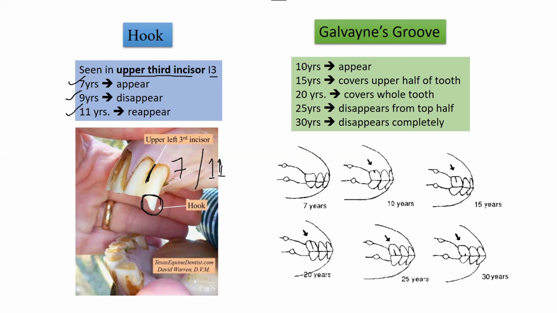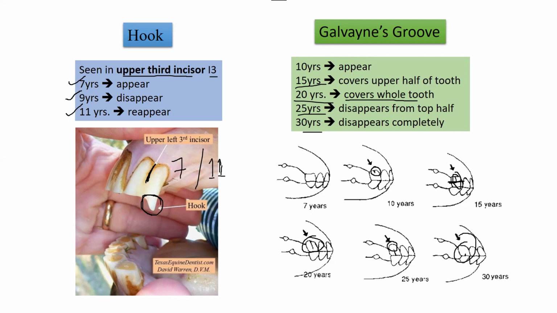So first, at 10 years, the Galvayne's groove just appears. So you can see this is Galvayne's groove that just appeared. At 15 years of age, this Galvayne's groove will reach the half length of this tooth, like up till just here. At 20 years of age, the Galvayne's groove will cover the whole tooth. So here we see Galvayne's groove has covered the whole tooth. Next is 25 years. At 25 years, the upper half will disappear. At 30 years, the whole Galvayne's groove will disappear.